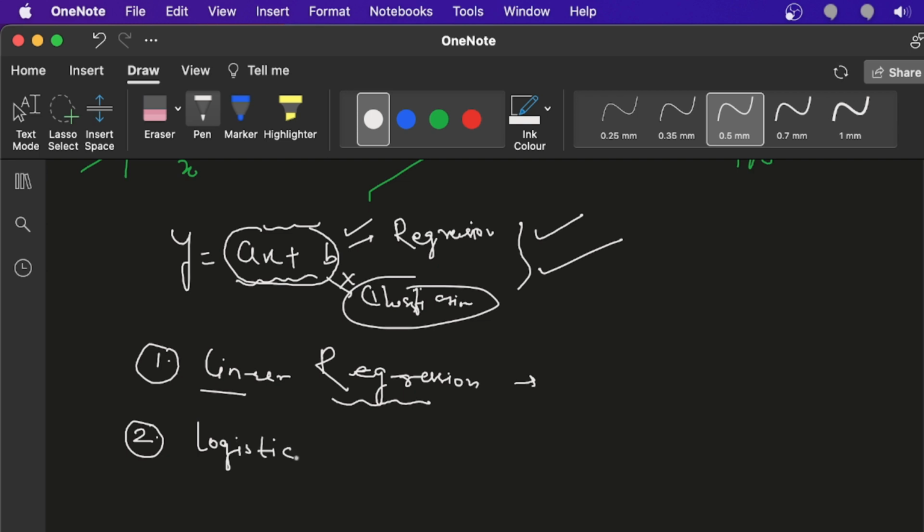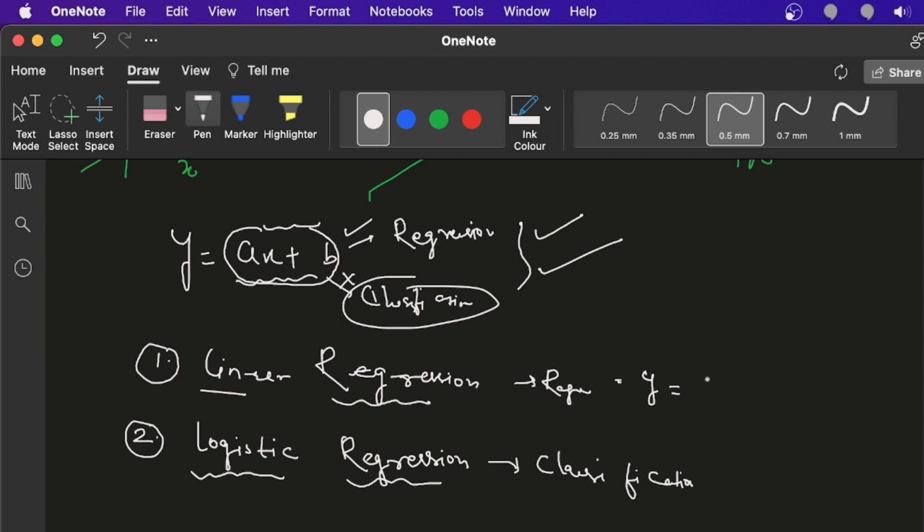Logistic regression has a regression suffix, but this model is used for classification. How? I will explain it here. Linear regression is nothing but an equation model that looks like this. I will come back to this equation when we discuss the data set.